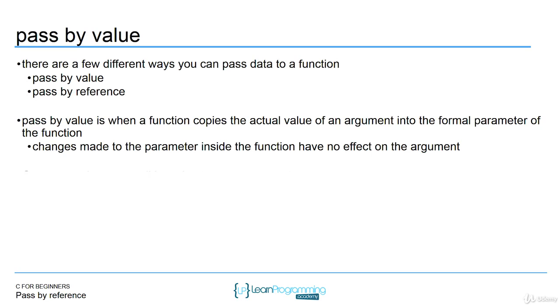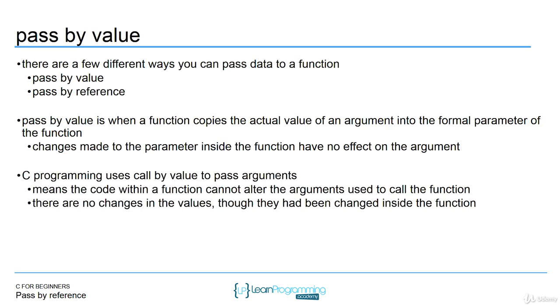But pass by value is when a function copies the actual value of an argument into the formal parameter of the function. And this is why if you have an integer, a float, or a double, and you pass that in as an argument to a function, that actual variable doesn't get modified outside the function because it's copied. So changes made to the parameter inside the function have no effect on the argument. The argument being passed in does not get modified. Right? So it almost acts like a local variable because it's a copy. How it's actually happening under the hood is it's being copied and passed to the function.